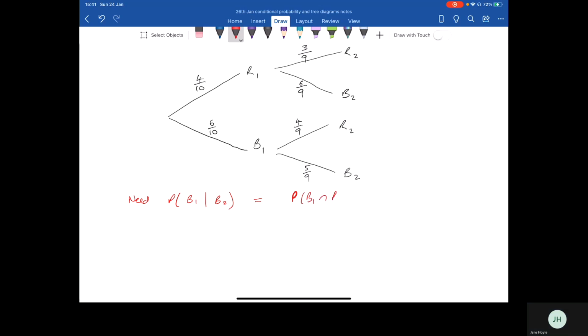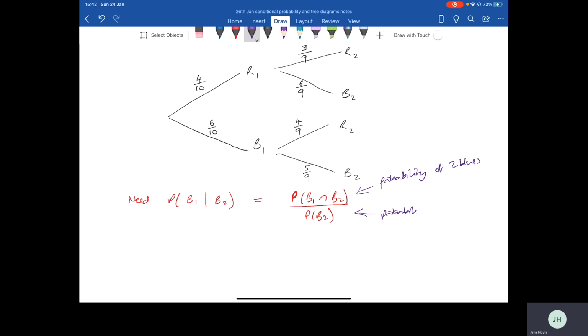So I want the probability of B1 intersection B2. So I'm just writing down the formula. I'll worry about what those things mean later, over the probability B2. So on the top, we need the probability of a blue on the first pick and a blue on the second pick. So we need the probability of 2 blues. And then underneath, the probability of blue 2.